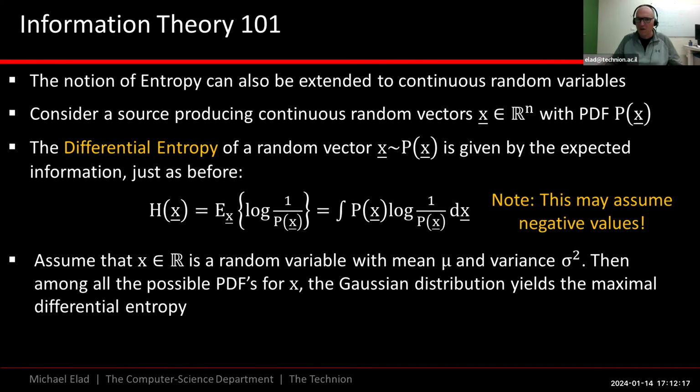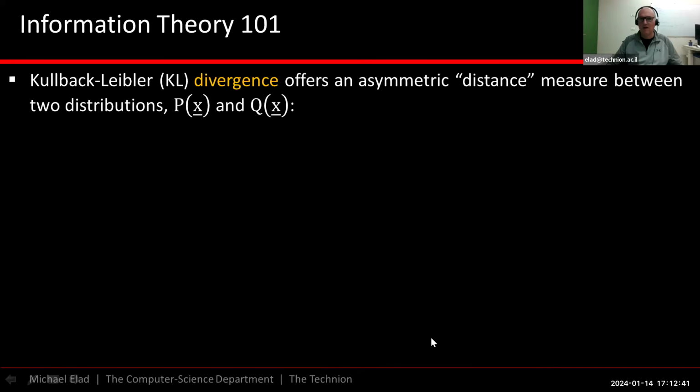Among all of them, the one that will give you the maximal differential entropy is the Gaussian. And here it is. This is the entropy in this case. There is a closed form expression for it. One thing to notice here is that if sigma is very small, this whole thing may become negative, and this is perfectly fine. Okay, and now let's talk about Kullback-Leibler.